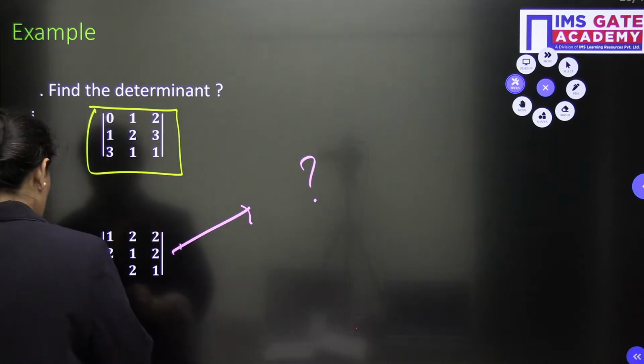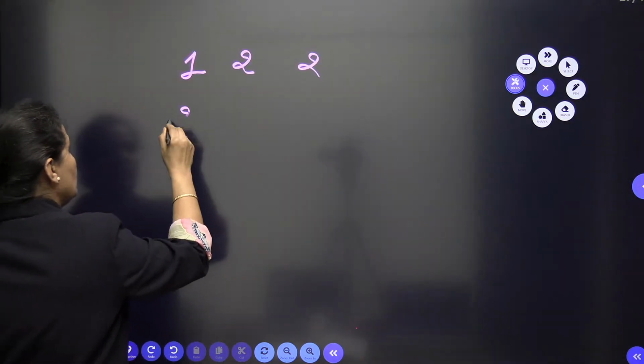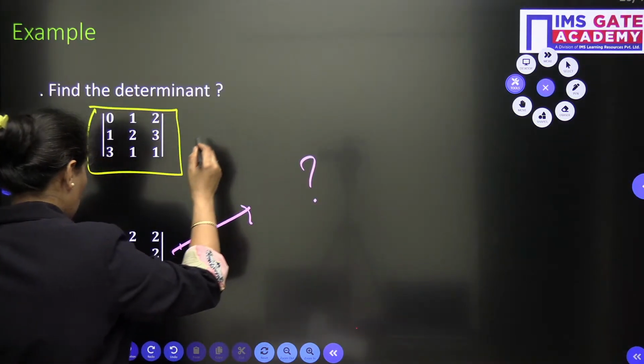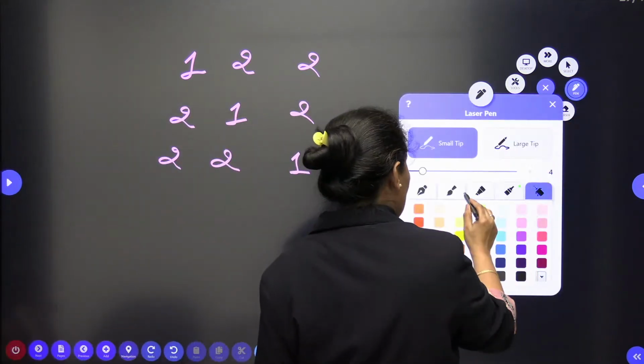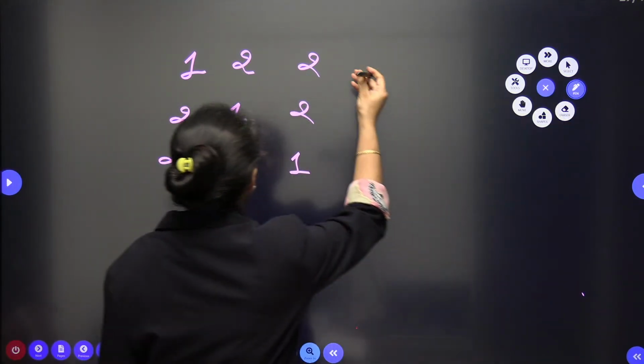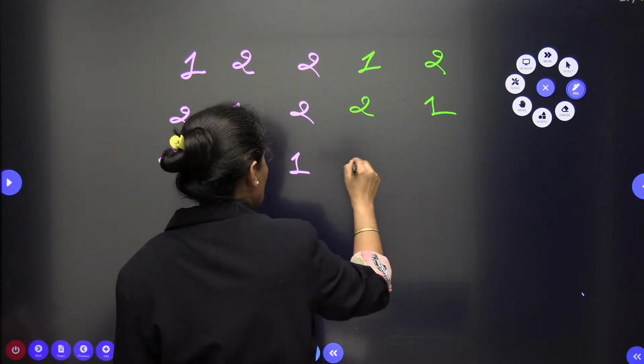Let's approach it. So we are having the matrix. What is the process? Ma'am, you need to write down the matrix as it is. So 1 2 2, 2 1 2, 2 2 1. This is my matrix. Now I will write down here the first 2 columns: 1 2 2, 1 2 2.